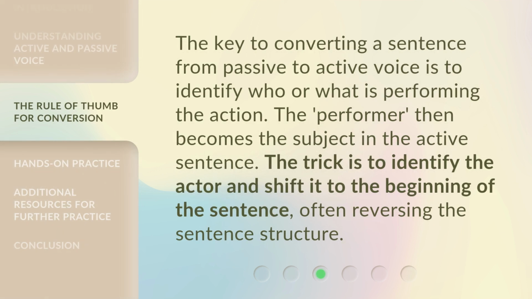The key to converting a sentence from passive to active voice is to identify who or what is performing the action. The performer then becomes the subject in the active sentence. The trick is to identify the actor and shift it to the beginning of the sentence, often reversing the sentence structure.